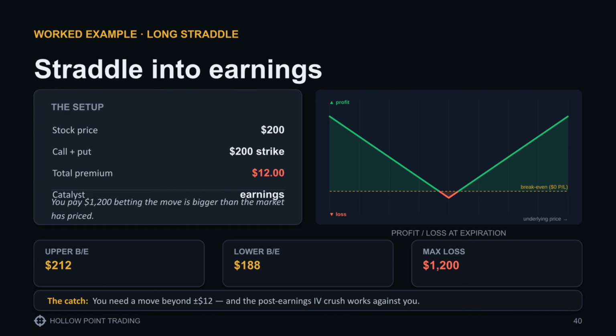Consider a straddle into earnings. You pay $12 for 200 strike calls and puts. You need a move greater than $12 to profit. But remember, the implied volatility crush after the news can easily erode your position.